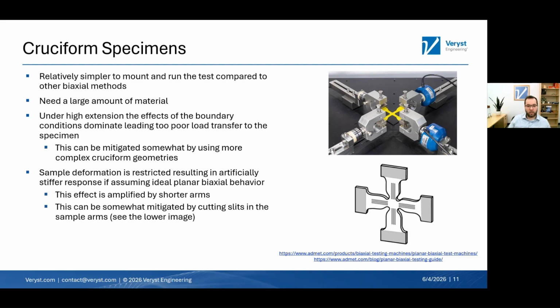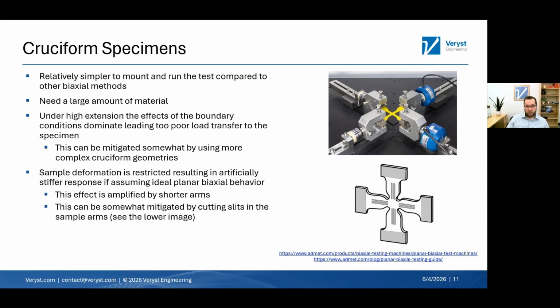And under high extension, the effects of the boundary conditions dominate, and that leads to poor load transfer to the specimen, and I'll show that in the next slide. This can be mitigated somewhat by using more complex cruciform geometry, so rounding off edges, but you will have to be careful there as well, as I'll show later.